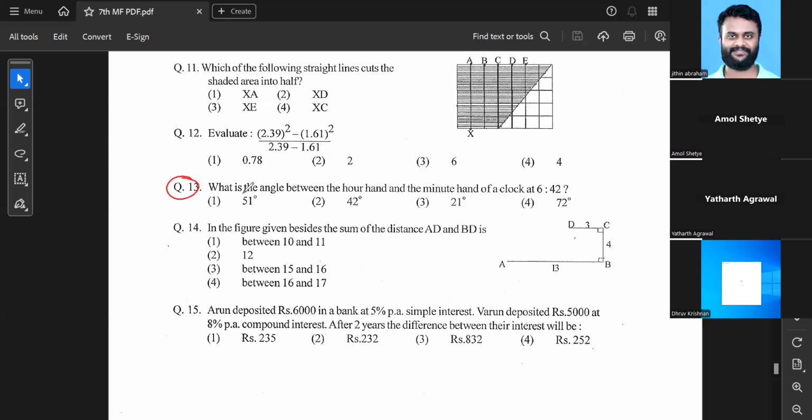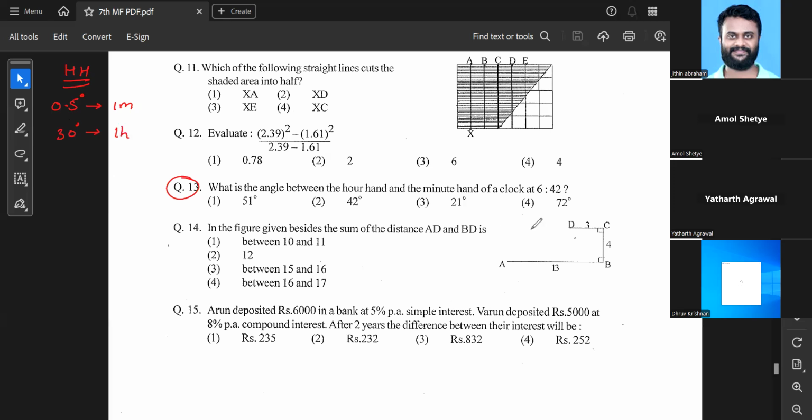Proceeding further, 13th question. What is the angle between the hour hand and minute hand of a clock at 6:42? First of all, I'll find the hour hand. How much angle has the hour hand covered? I hope you know this. 0.5 degrees is covered in every minute, and 30 degrees is covered in 1 hour.